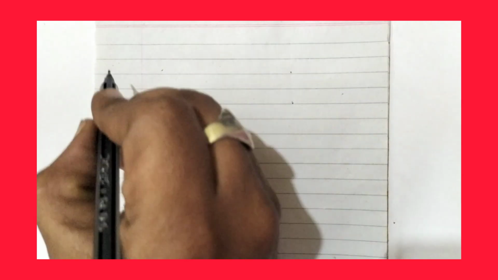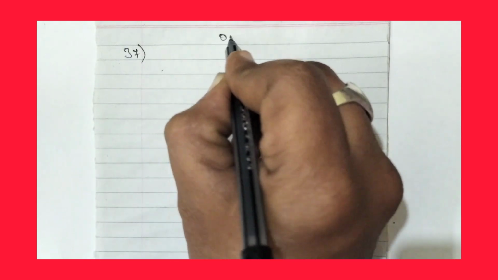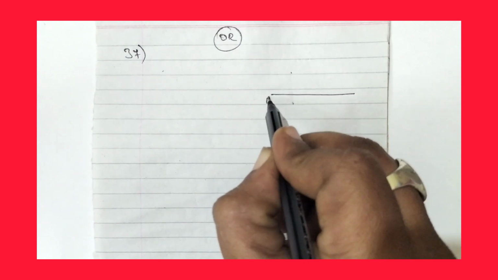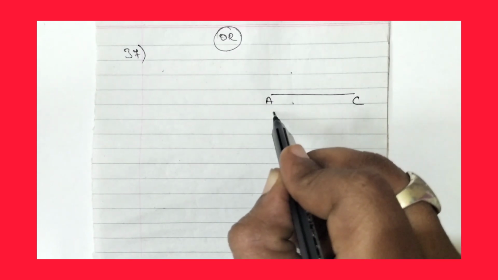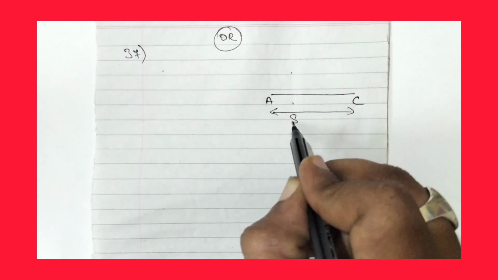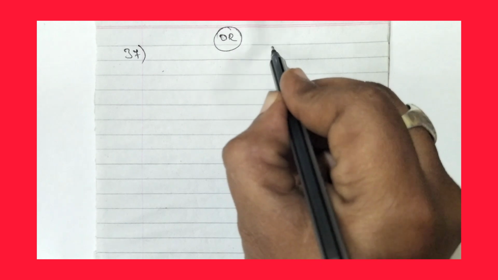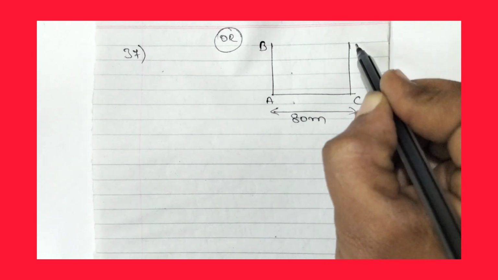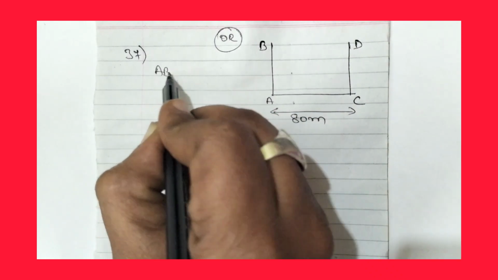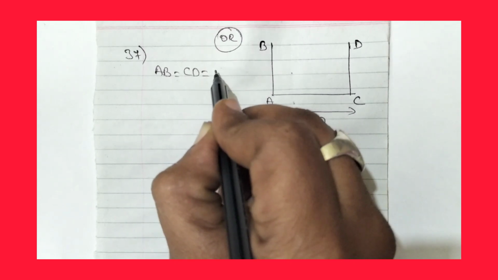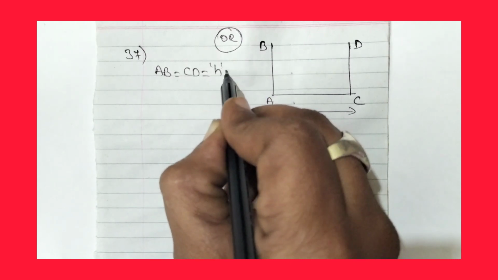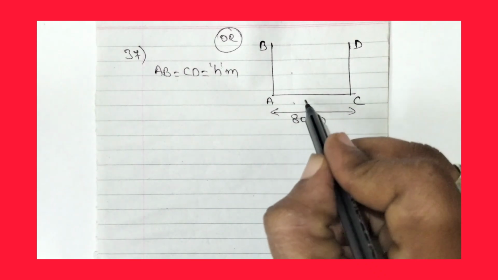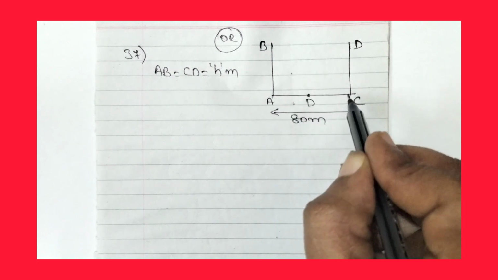So this is our 37th question. This is a road which is 80 meter. AC is the road which is 80 meter wide. Here one pole is AB and another pole is CD. AB is the height of one pole and CD is the height of the other pole. Both the poles are equal, equal to h meter, so two poles of equal height are given. Now we are standing at the point D between A and C.